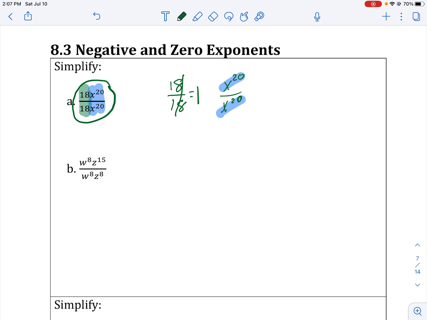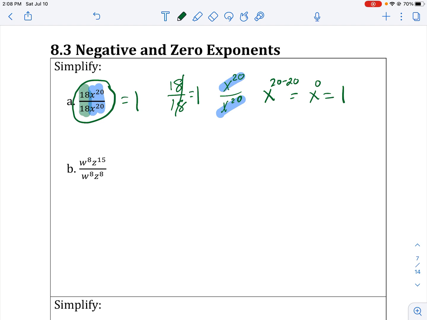But this is going to help us out a little bit with two things. When we divide like bases, our x's are like bases, we subtract our exponents. We know that from last lesson. 20 minus 20 gives us 0. Well, anything to the 0 power equals 1. So this whole entire expression all equals 1 because everything cancels out.